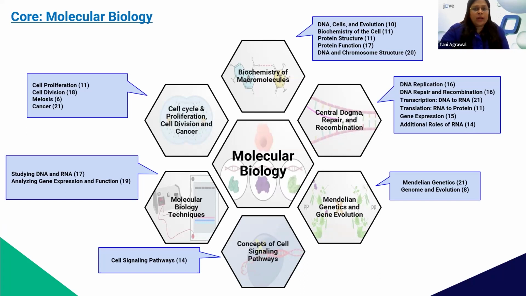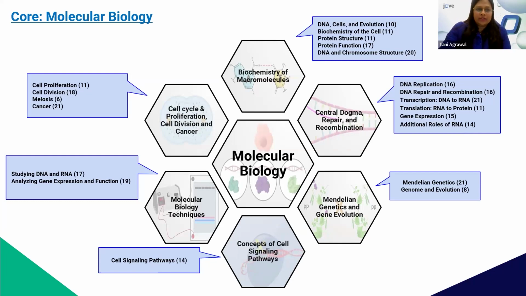One important thing that I would like to mention here is there are certain numbers written in parentheses next to the chapters' names. These are basically the number of video lessons catering to this particular chapter. So you will have, for example, 11 videos for cell proliferation.